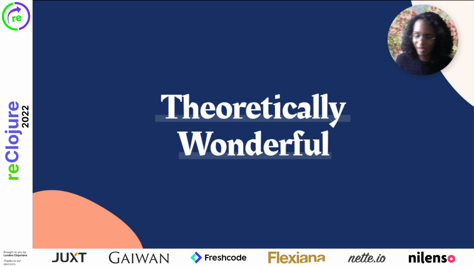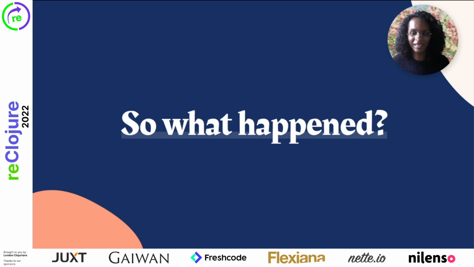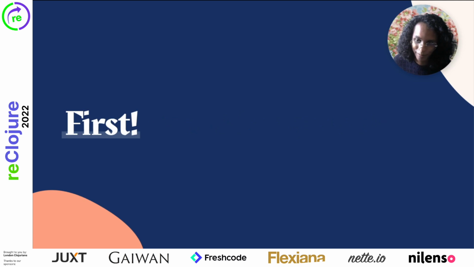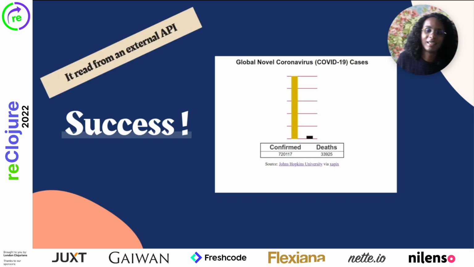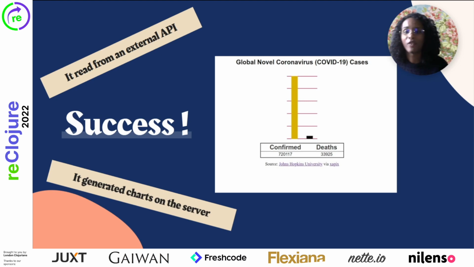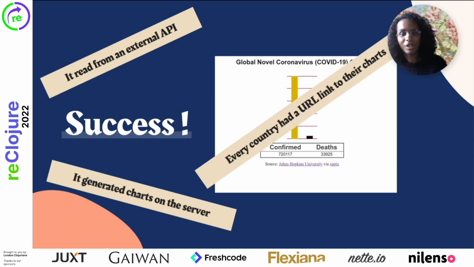So, what happened? Well, at first, there was success. 27 days after the pandemic was declared, I had a server running that could read from an external API, generate charts, and provide every country with a URL that linked to their data. A lot of work, but I mean, it worked, right?